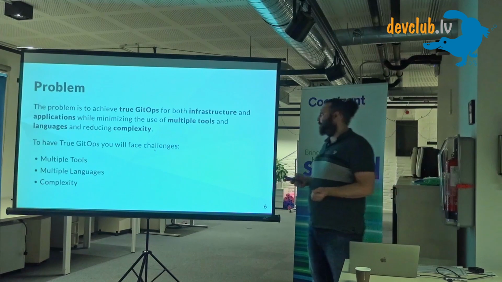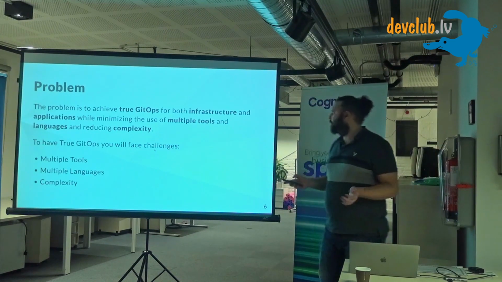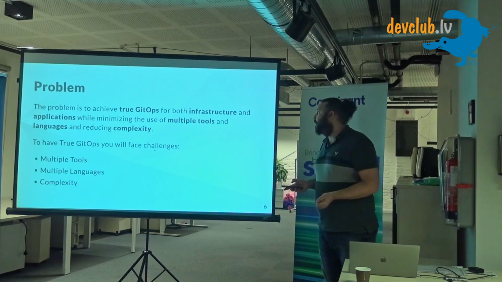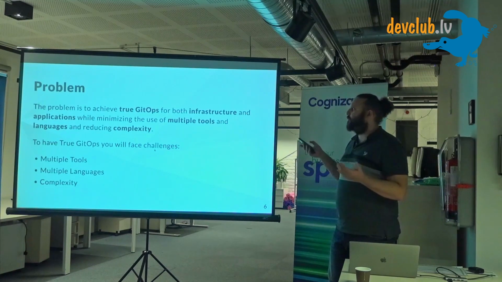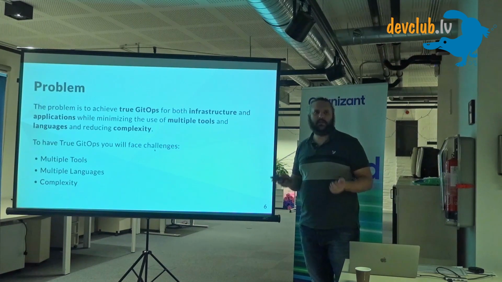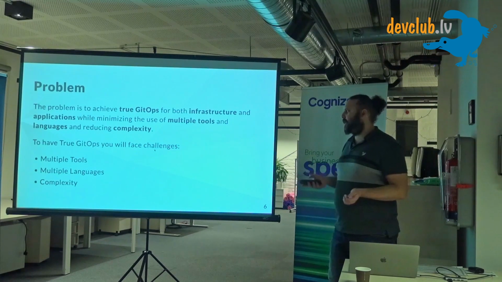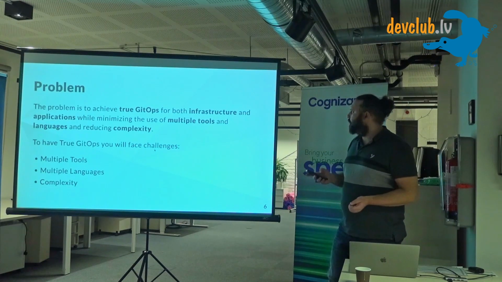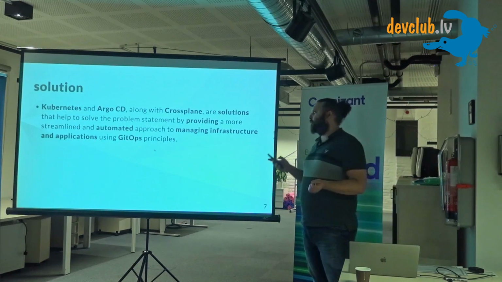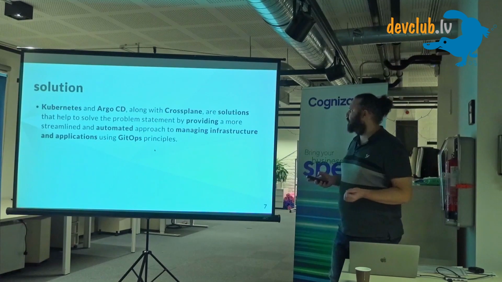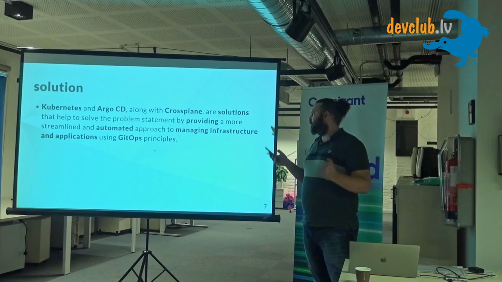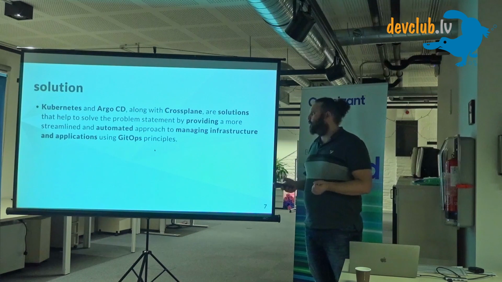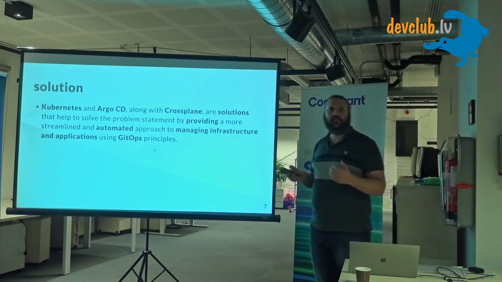So what is the problem? To achieve true GitOps, you need to have GitOps for your infrastructure and also for your application. But if you want both, you will simply have multiple tools and multiple languages, and this will be your challenge. So many tools, so many languages causes more complexity. So the solution is not using so many tools, but using Kubernetes, ArgoCD, and Crossplane. With these 3 tools combined, you can easily automate and manage your application in the same way as your infrastructure, following the GitOps approach.